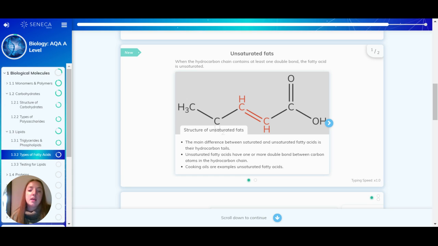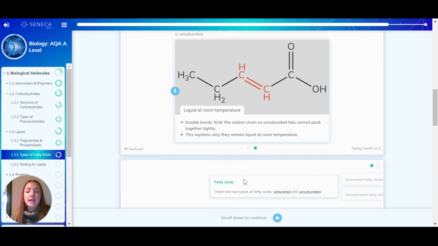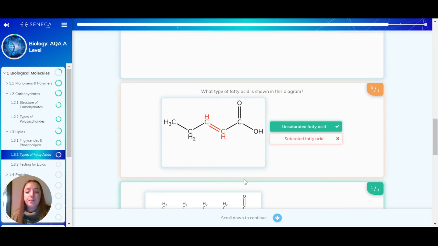Unsaturated fatty acids have one or more double bonds between carbon atoms in the hydrocarbon chain. An example of an unsaturated fat is a cooking oil. Double bonds cause a kink, so a little bend in the carbon chain. So unsaturated fats can't pack together tightly. This explains why they remain liquid at room temperature.